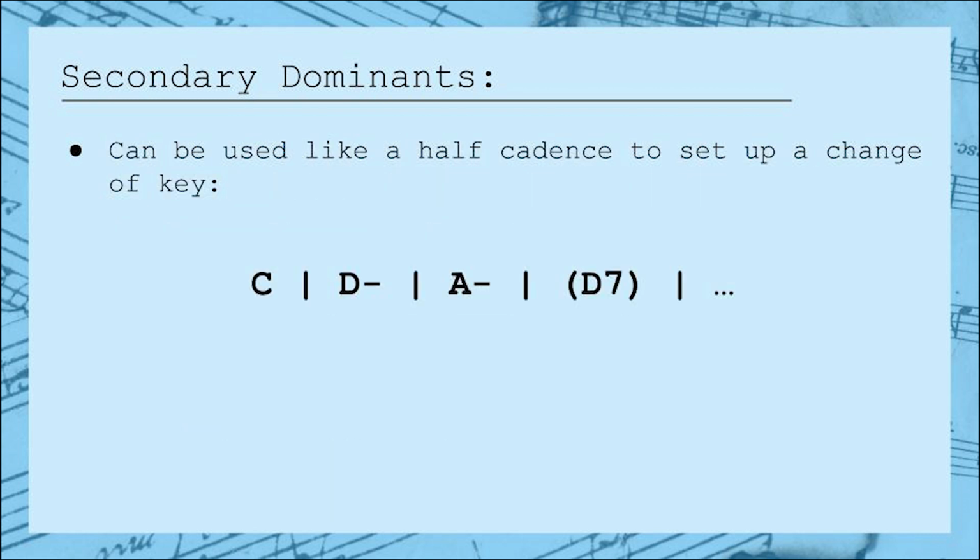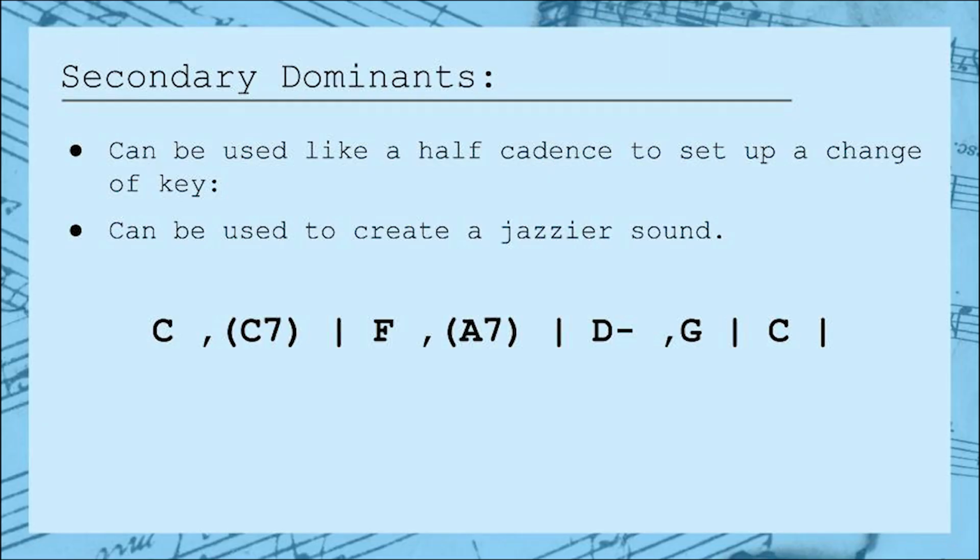You can use secondary dominants like a half cadence to help modulate from one key to another. Or you can sprinkle them throughout your chord progression to create a jazzier feel to your music.